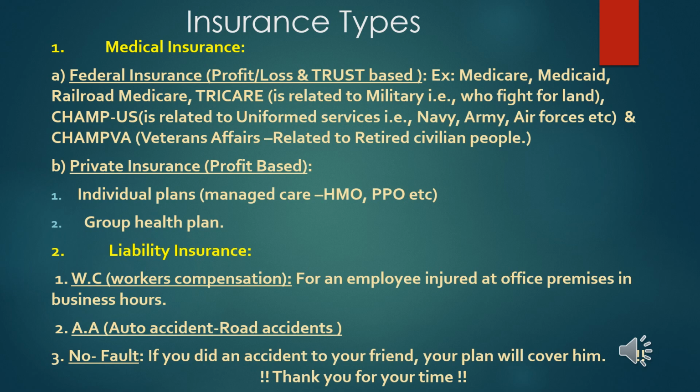The third one is no fault. In the name itself we have no fault. No fault means, for example, if you caused an accident to your friend, your insurance plan will cover him. That is no fault insurance. So we have medical insurances and liability insurances as the insurance types.